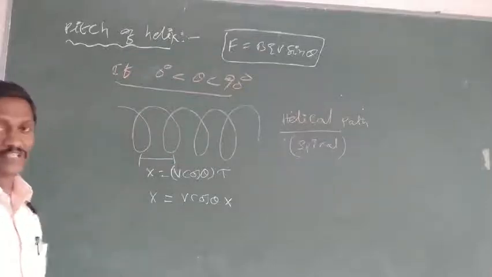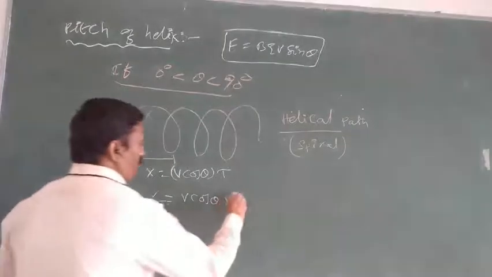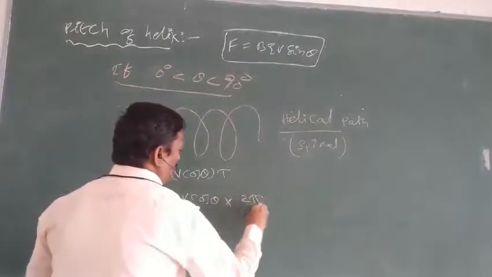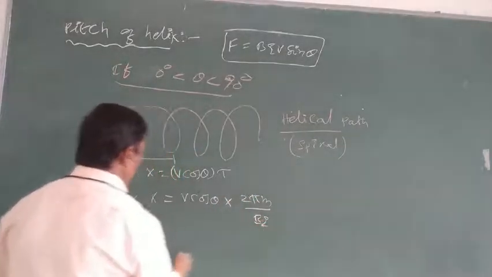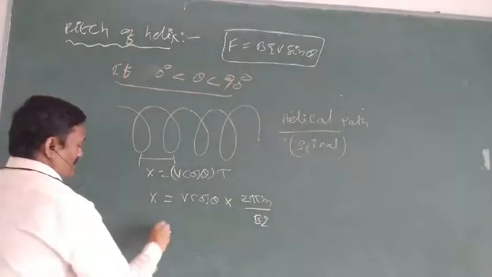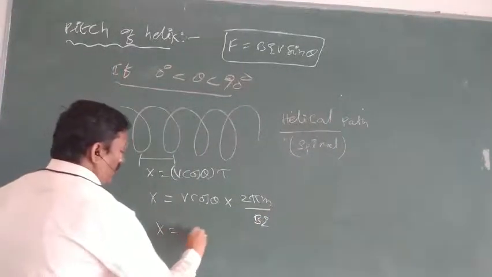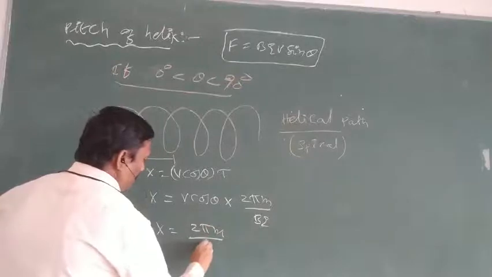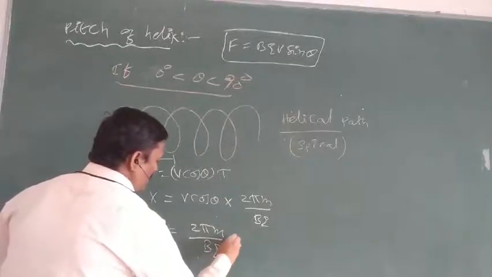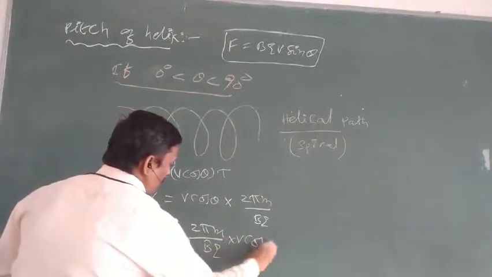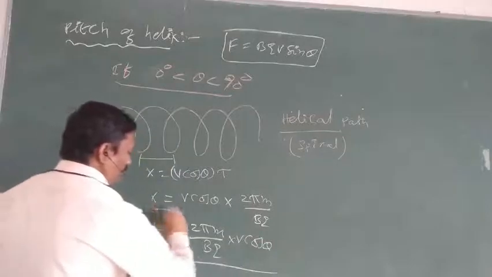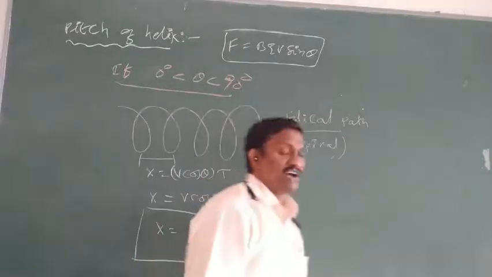The time period is 2 pi m by BQ. Or pitch of helix x is equal to 2 pi m by BQ into v cos theta. So that is called the pitch of helix.